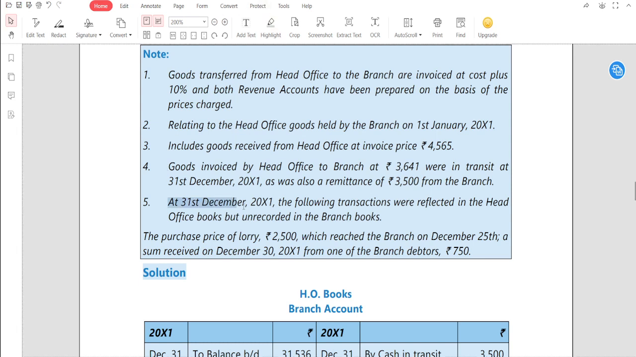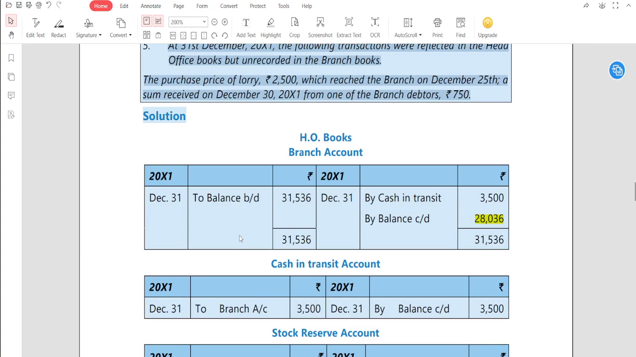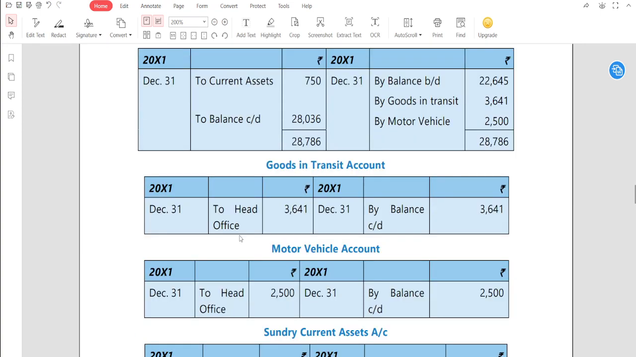as at 31st December, we have something called purchase of lorry which reached the branch on December 25. A sum received from one of the branch debtors, 750. So money received from the branch debtor is 750, and the branch doesn't record the 2,500 as the purchase price of the lorry. So this is nothing but the motor vehicle account. Perfect. So go to the motor vehicle account.